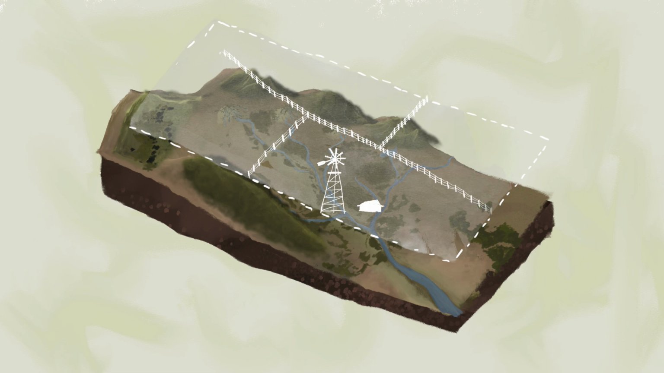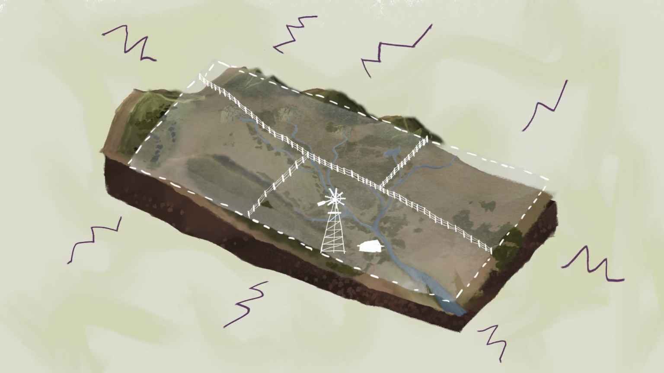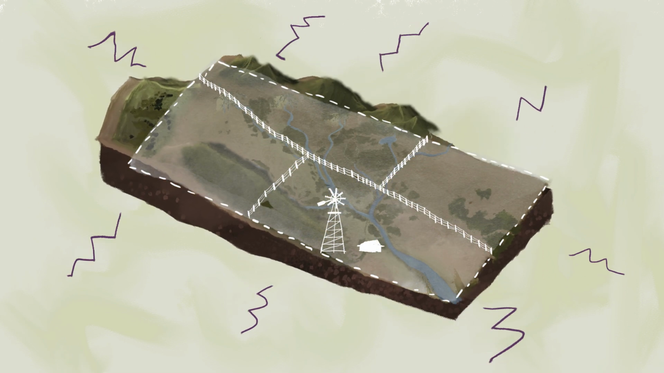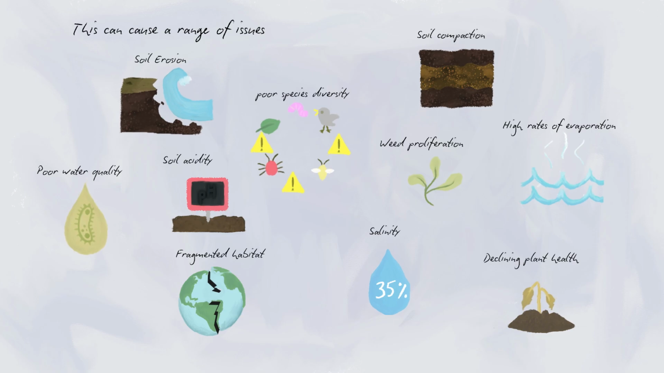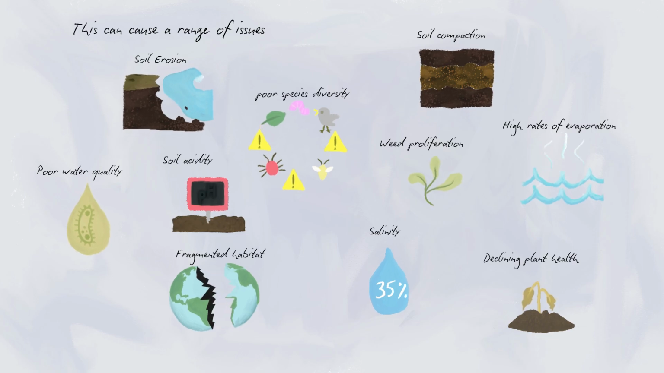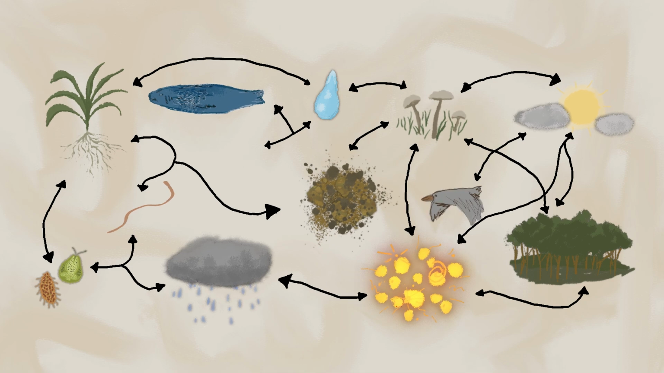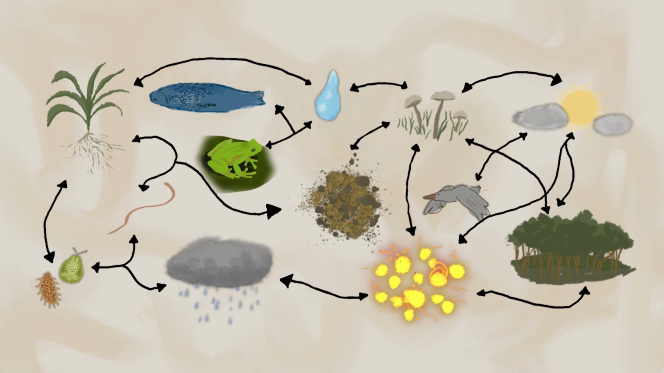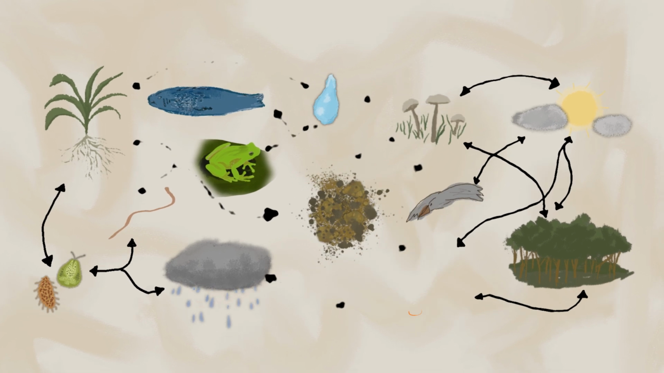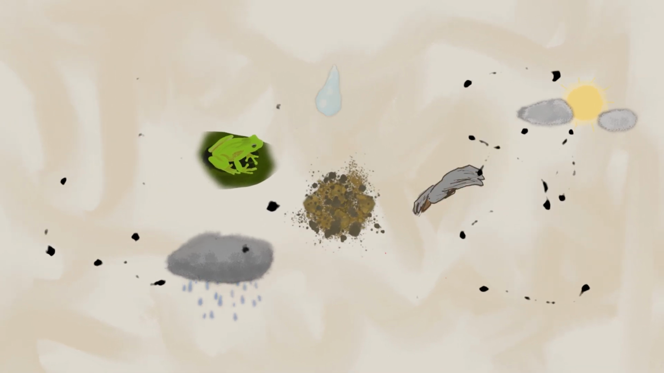A farm's production system and natural system may not always operate in harmony. This can cause a range of issues. These are all symptoms of landscape dysfunction. They indicate a landscape that is leaking its essential resources rather than retaining and cycling them.